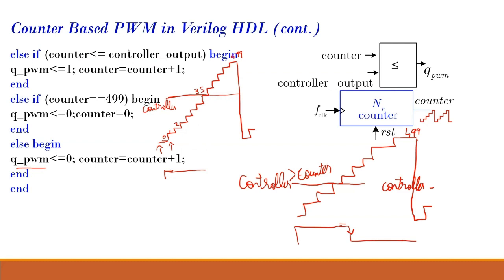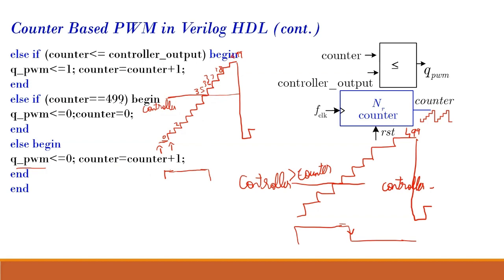this condition is no longer true, so it will not execute this code. It checks this condition also, which is not true, so it will not execute this code. So the next option, the else: I bring QPWM down to 0, and the counter I still increment. I make it 36, then 37, 38.